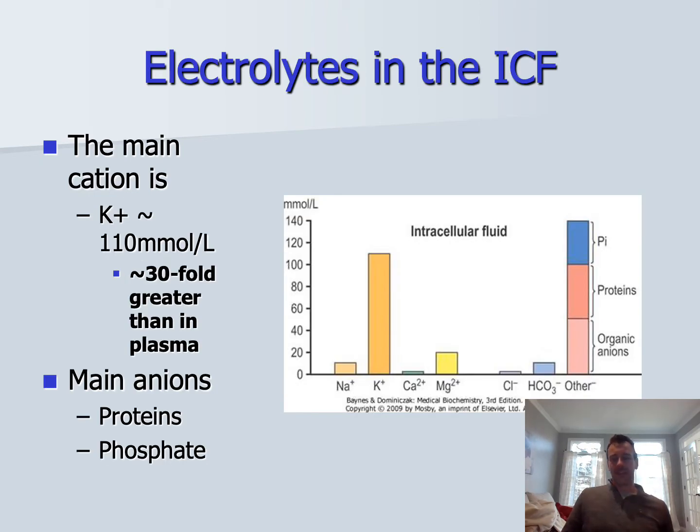The electrolytes in the intracellular fluid are shown here. The main cation is potassium, so there's the difference between the intracellular fluid and the plasma. That's much, much greater, 30-fold greater. The main anions are proteins and phosphate in the intracellular fluid.